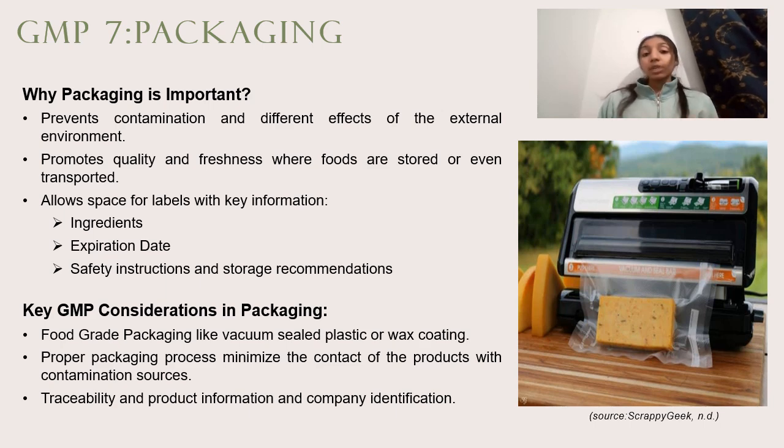Next one is traceability. We know that packaging must provide clear product information, including the traceability data, so that we can track the product journey from the production to the retail. So it's traceability data. So these are the three key considerations for packaging under good manufacturing practices, or key GMP considerations in packaging.